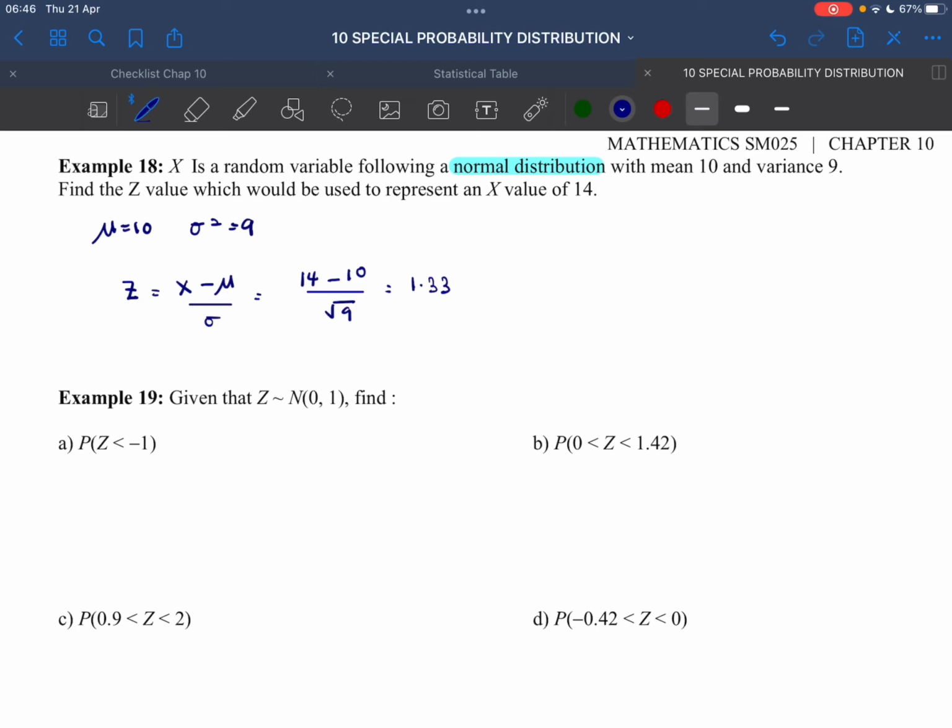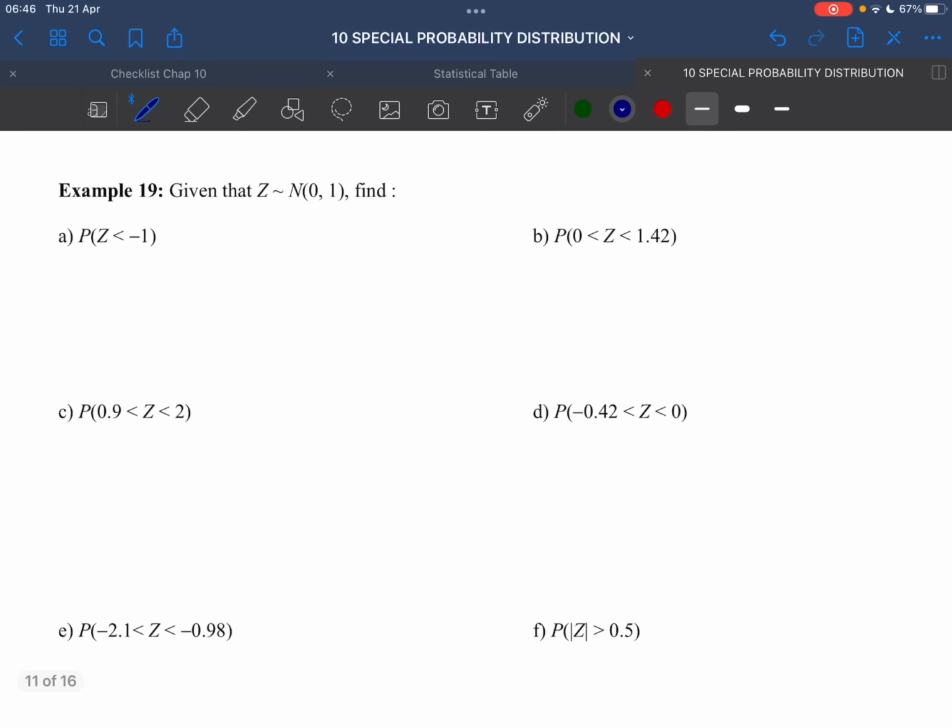Okay, let's see example 9. Given the standard normal distribution, find P(Z less than negative 1). Here is standard normal distribution, so straight away we can use the table. We don't have to change because as you can see, it is already z. Bila dia x tu maksudnya kita kena tukar pergi jadi z dulu, baru kita boleh tengok table.